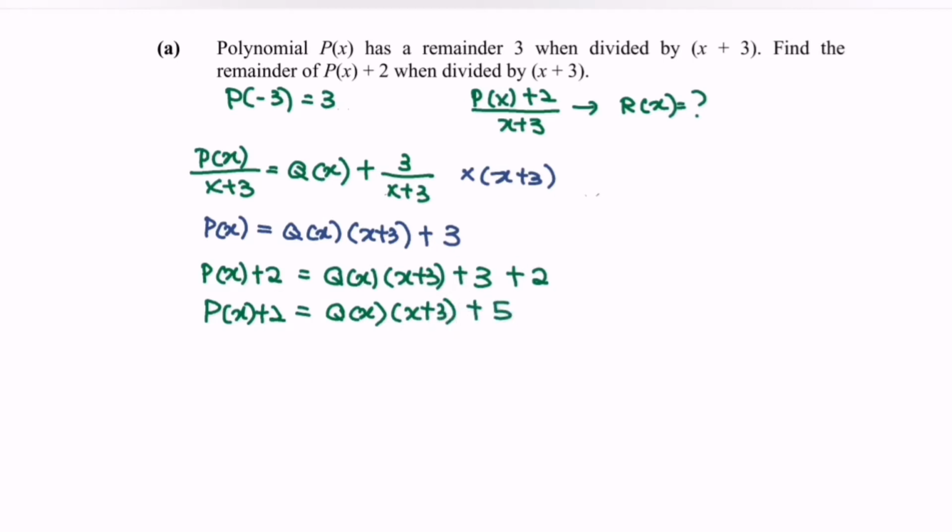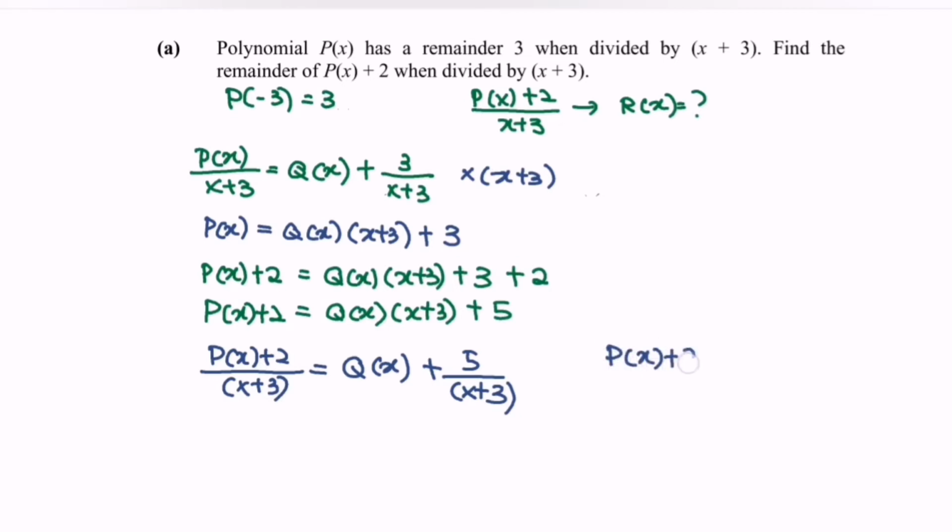So based on the question, they said find the remainder of p(x) + 2 when divided by x + 3. So meaning that (p(x) + 2) divided by (x + 3), here we will have q(x) + 5 over x + 3. So the answer would be, if p(x) + 2 is divided by x + 3, the remainder will be equal to 5.